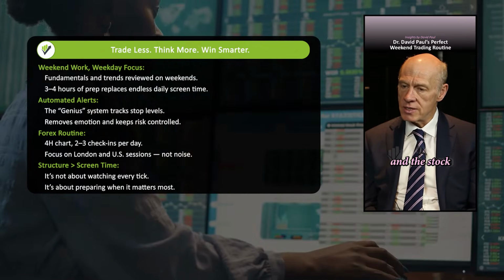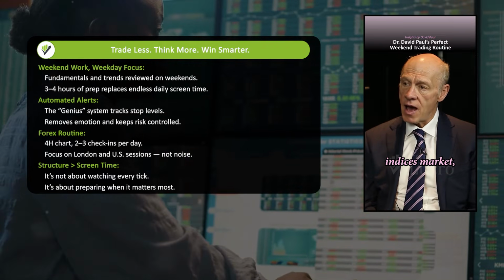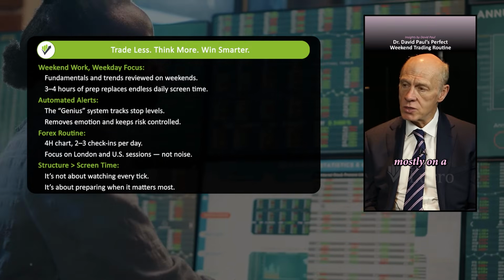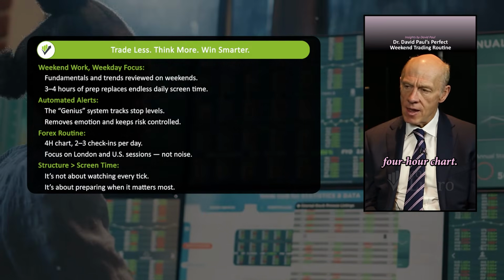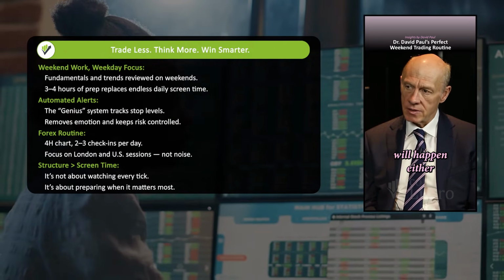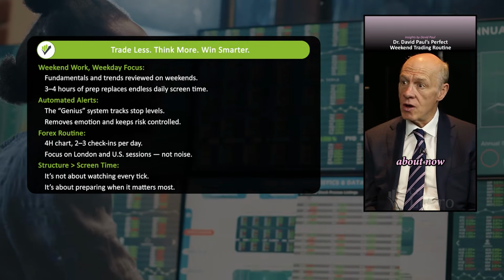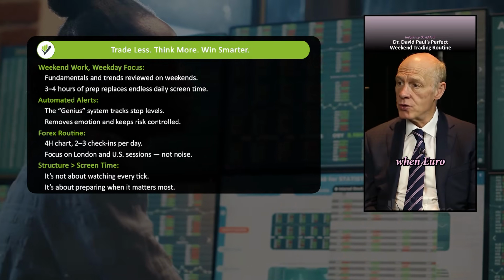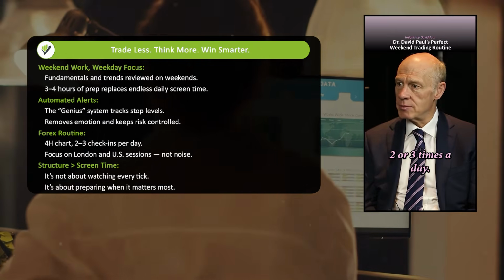In the Forex market and the stock indices market, I trade Forex mostly on a 4-hour chart. And most of the moves will happen either in the London session about now or in the afternoon session when New York gets going. So look at that 2 or 3 times a day.